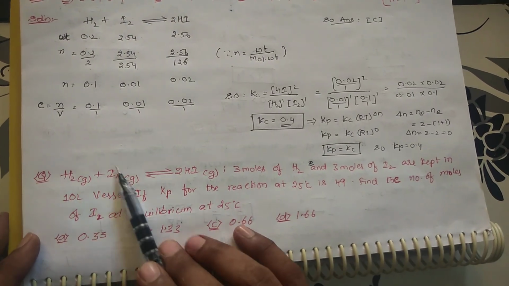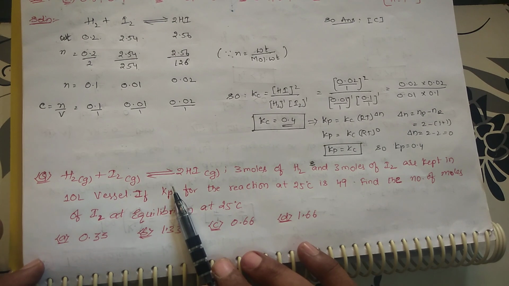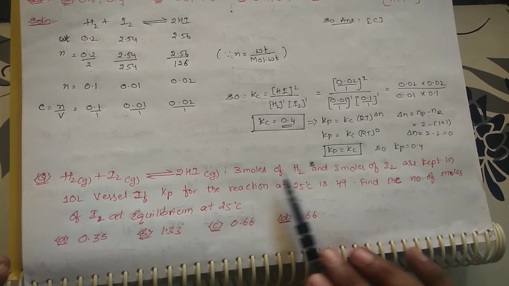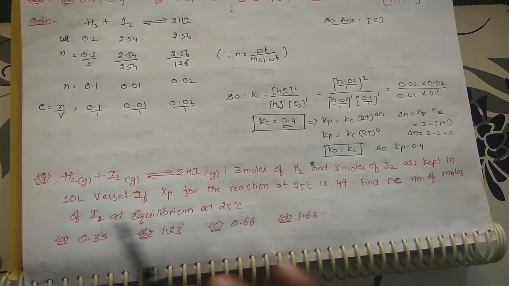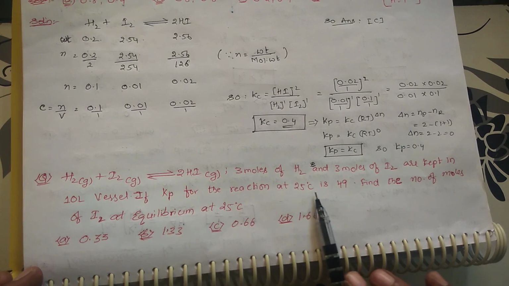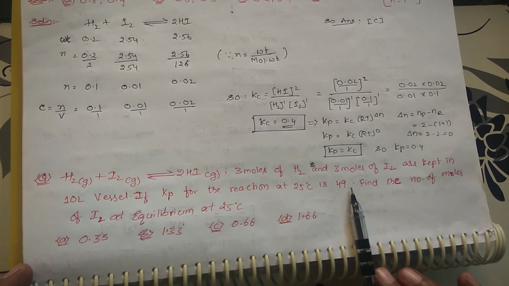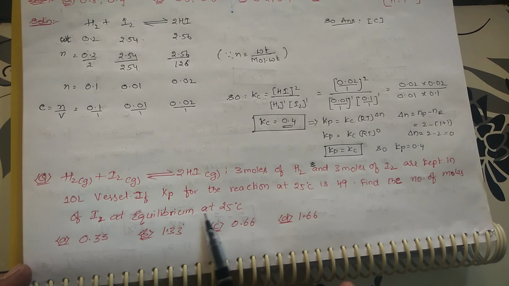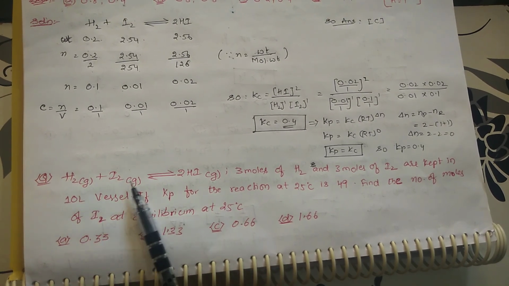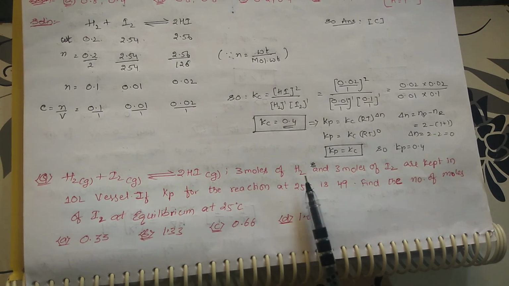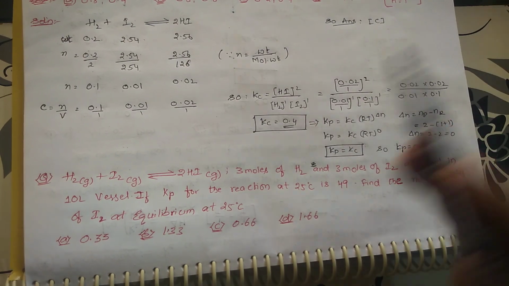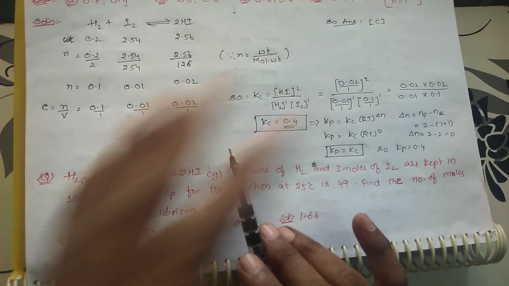Once you do this, I am reading out the question here. H2 in the gaseous state plus I2 in the gaseous state, you are getting equilibrium with 2 moles of HI. 3 moles of H2 and 3 moles of I2 are kept in a 10-liter vessel. If Kp for the reaction at 25 degrees centigrade is 49, find the number of moles of I2 at the equilibrium. I am repeating the question again. H2 plus I2 gives 2 HI. You are taking a vessel of 10 liters and placing 3 moles of H2 and 3 moles of I2.